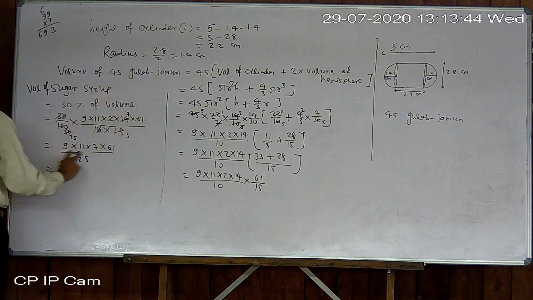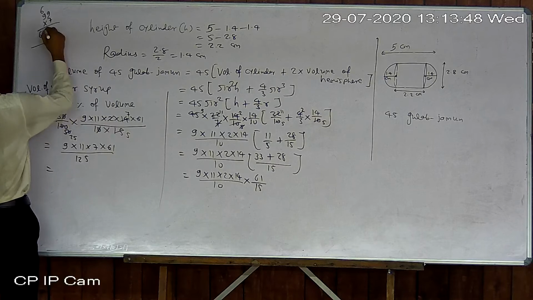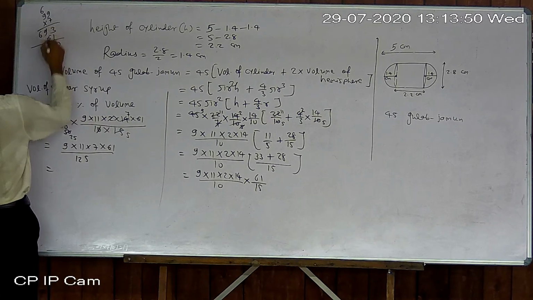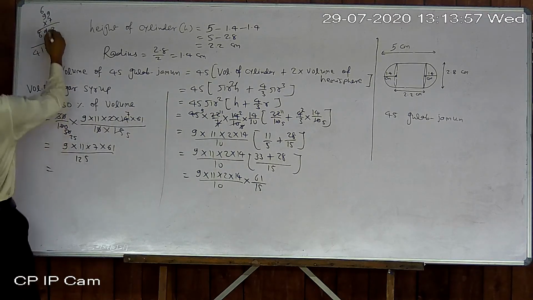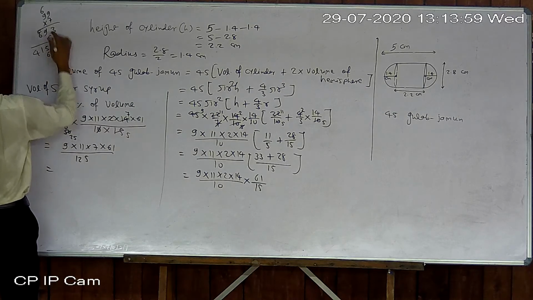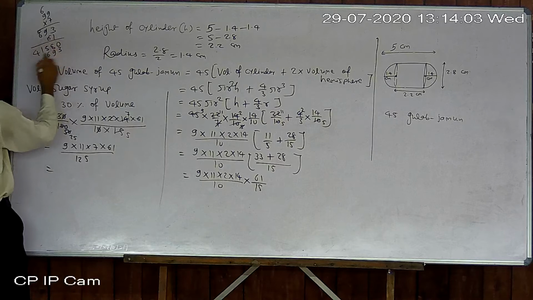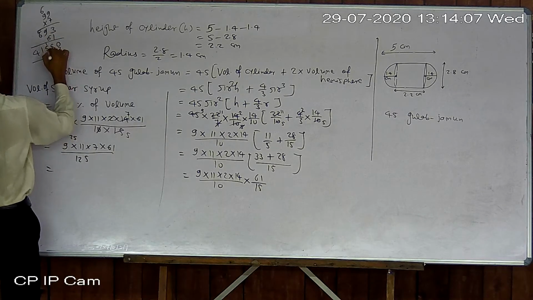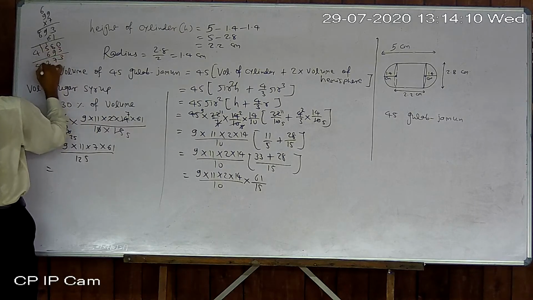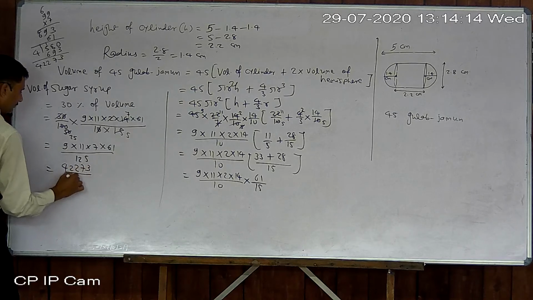Now into 61. 6 3s are 18. 6 9s are 54, plus 1 is 55. 5. 6 6s are 36 plus 5 is 41. 3. 7. 6 plus 6 is 12. So it will be 42273 upon 125.